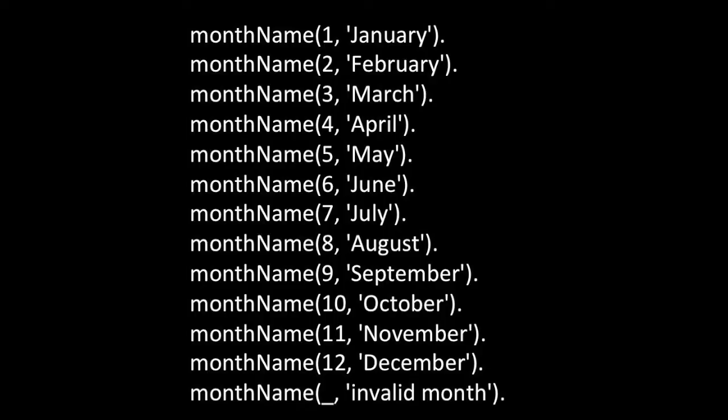Finally, let's take a look at our Prolog implementation of month name. Remember that this is the program where, given an integer from 1 to 12, it returns the name of the month. And if the number isn't between 1 and 12, it returns the string or token invalid month. Here, Prolog again is really clear and simple. Basically, we just match. So if the month name is 1, then the second argument will be January. If the month name is 2, the second argument is February, and so forth.